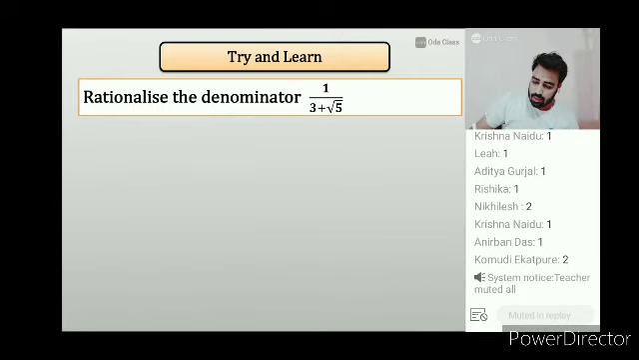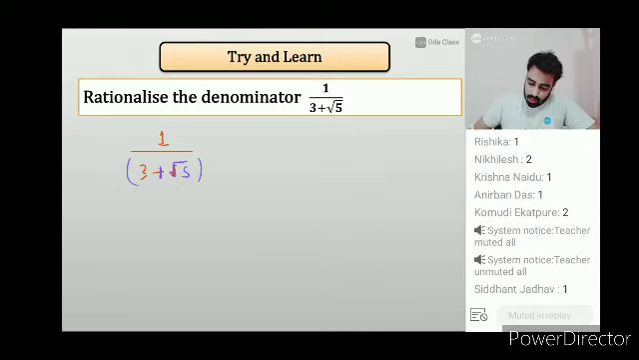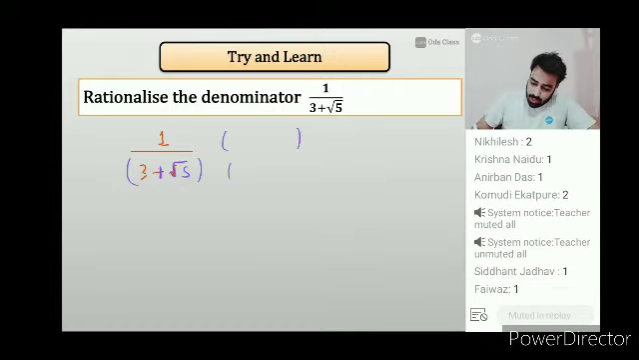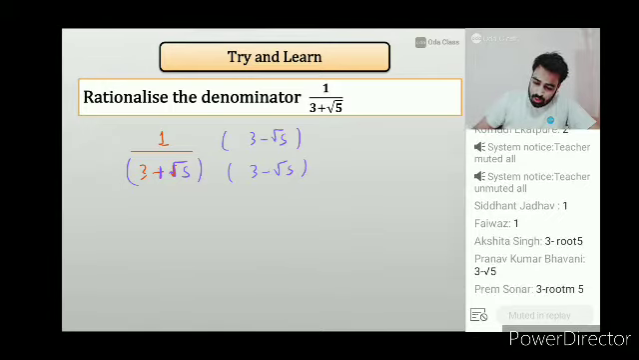Okay, the next example is rationalize the denominator, and the denominator is like this, 3 plus root 5. So what is the rationalizing factor of 3 plus root 5? The rationalizing factor of 3 plus root 5 is 3 minus root 5. So you write here 3 minus root 5. You also write 3 minus root 5.